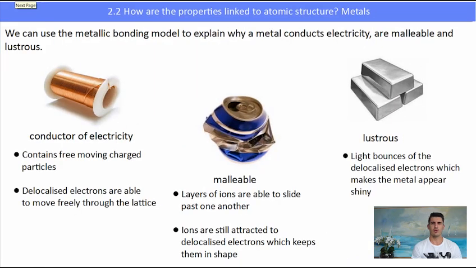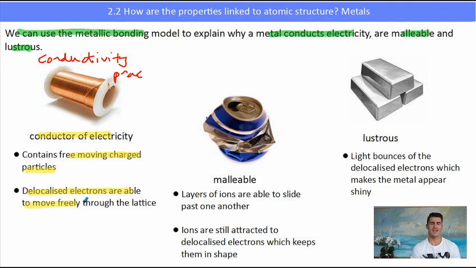We also need to use the model to explain a few of the properties of metals. So why do metals conduct electricity, why are they malleable, and why are they lustrous? So a conductor of electricity, why is a metal a conductor of electricity? If you remember back to the prac that we did on conductivity, you'll remember that I said that to be a conductor you must contain free moving charged particles.